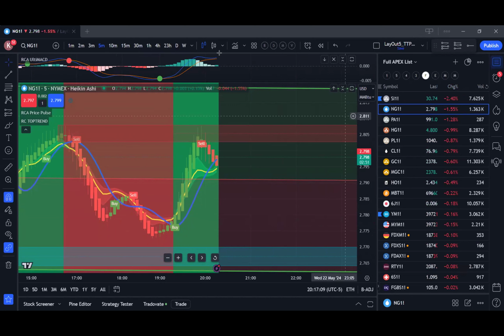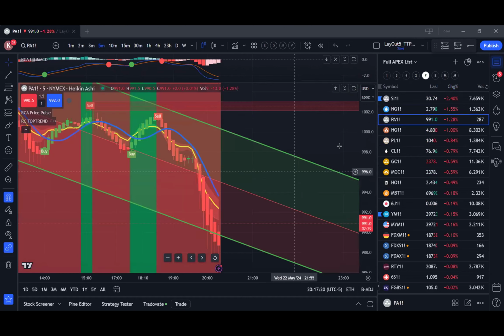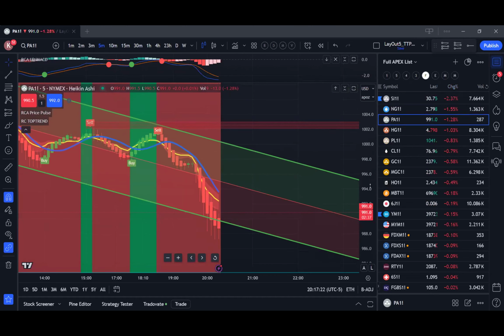Natural gas is also bearish. If we get a red dot here, or if the background becomes red, we can enter short on natural gas. Palladium is also bearish but it already came down, so it can go up. In the next sell, we can take a short.